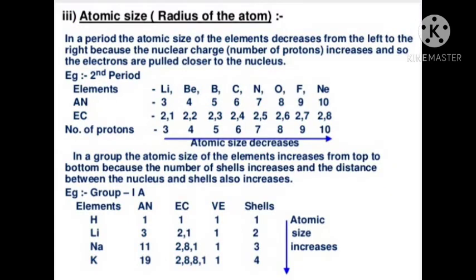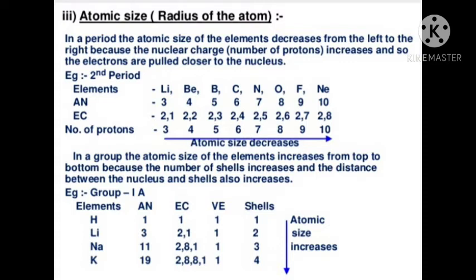Next property, atomic size, radius of the atom. In a period, the atomic size of the elements decreases from the left to the right because the nuclear charge, number of protons, increases and so the electrons are pulled closer to the nucleus. Example, second period elements: lithium, beryllium, boron, carbon, nitrogen, oxygen, fluorine and neon. Atomic number 3, 4, 5, 6, 7, 8, 9 and 10 respectively.